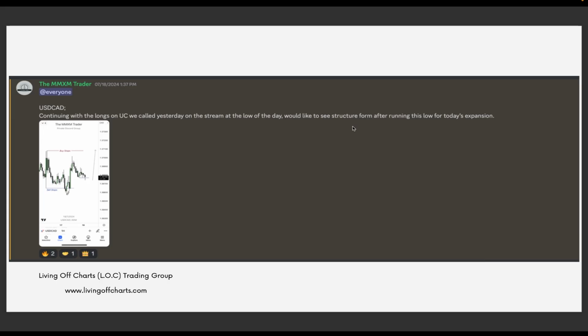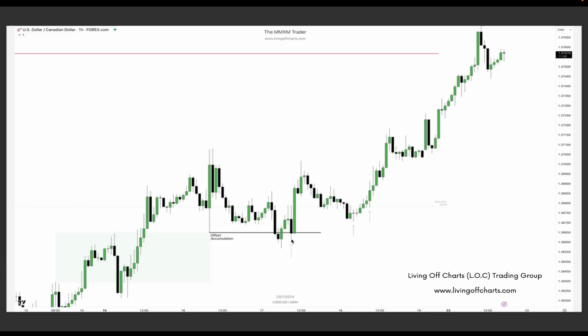So we run this low here, longs called here, impulse price swing, retracement, longs called here, anticipating another impulse price swing. Price starts to trade higher here. Now OT is in the live stream for this one right here, calling more longs. Bang. Impulse price swing, taking us to those exact equal highs.